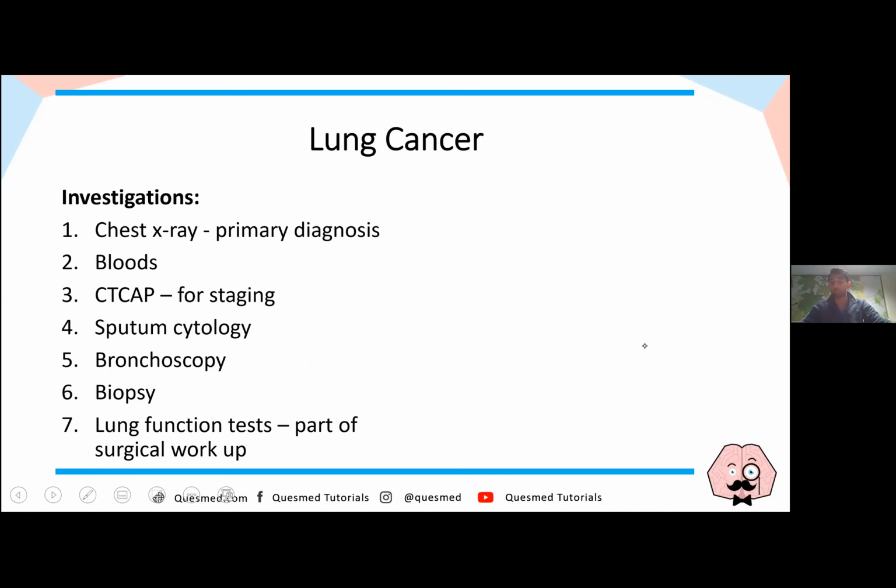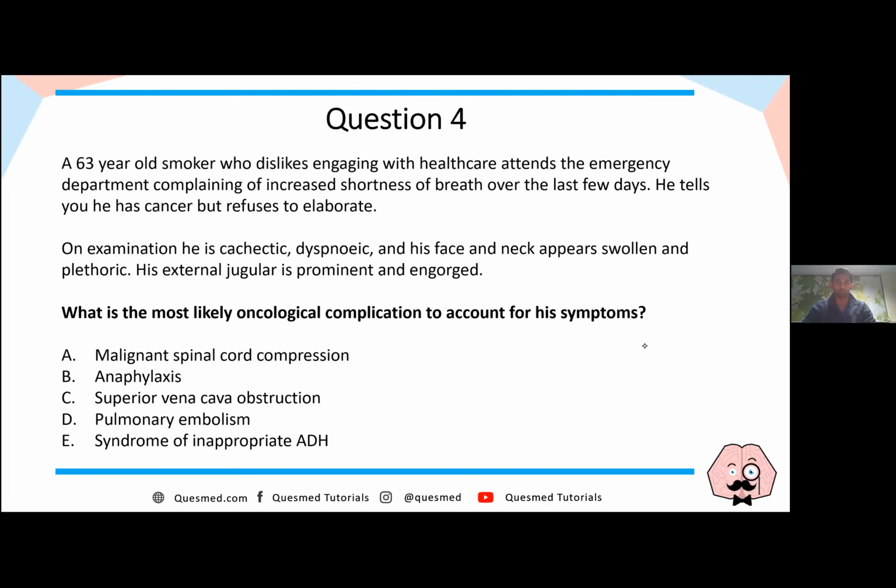And this is the order of investigations that we'd go: chest X-ray to find the primary mass. Bloods, in general, are to see baseline function, so for fitness for chemotherapy, but also you can find sites of metastases. For example, if you had deranged LFTs, you might be concerned about liver metastases. The CT chest, abdomen, pelvis, is for staging. Cytology and bronchoscopy plus or minus biopsy is for laboratory diagnosis. And then the lung function test that we mentioned as part of surgical pre-evaluation.